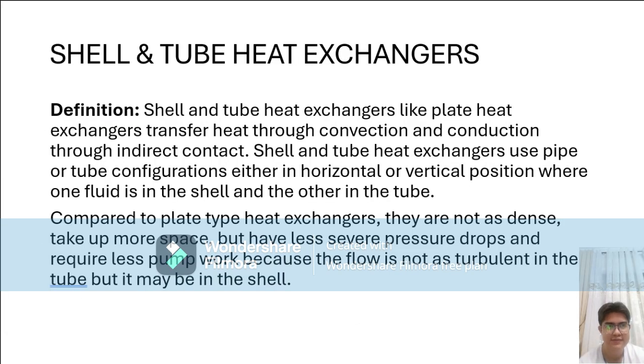Continuing, we will now report on shell and tube heat exchangers. The definition first. Shell and tube heat exchangers, like plate heat exchangers, transfer heat through convection and conduction through indirect contact. Shell and tube heat exchangers use pipe or tube configurations either in horizontal or vertical position, where one fluid is in the shell and the other is in the tube. Compared to plate type heat exchangers, they are not as dense, take up more space, but have less severe pressure drops and require less pump work, because the flow is not as turbulent in the tube, but it may be in the shell.